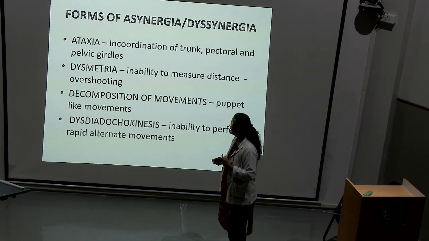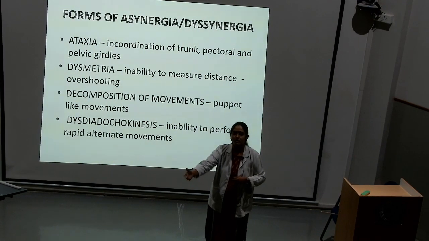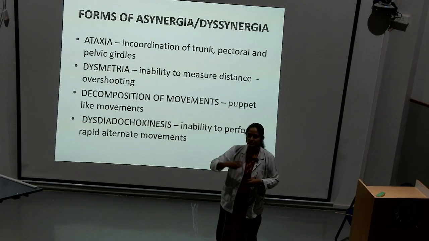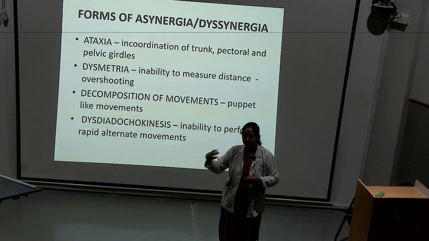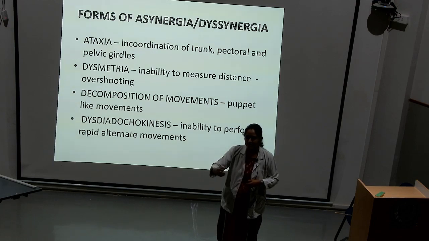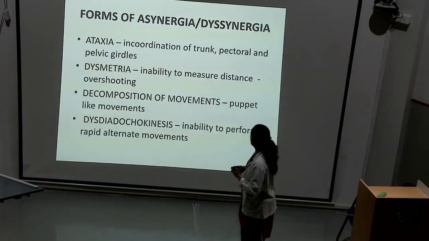Then decomposition of movements. My movements are not smooth. Now when I am talking to you, I can easily stretch out my hand and come back. This looks like a fluid motion. But in cerebellar disease, I am not able to judge the distance, the impulses received from the periphery are not perfect, and the movements will be something like this. I will plan and it will be in short jerks. So it will look like a puppet movement or a robotic movement.